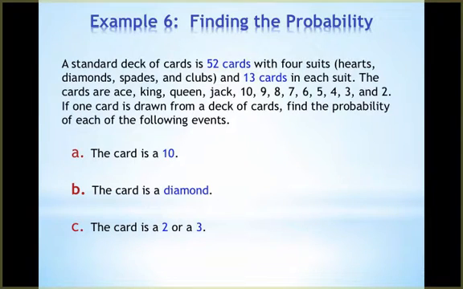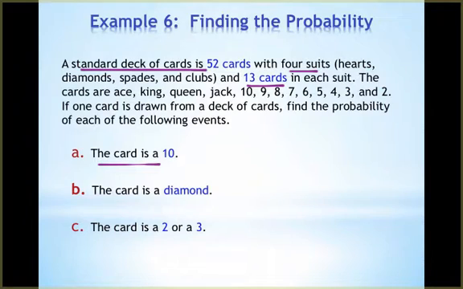Let's look at probability now using a standard deck of cards. So if you're not familiar with cards, a deck of cards, taking out the jokers, has 52 cards. There are 4 suits. There's hearts, diamonds, spades, and clubs. There's 13 of each suit. And your cards are ace, king, queen, jack, and then the numbers 2 through 10 in each one of the suits. So we're going to draw one card from a deck of cards, and we want to find the probability of each of the following events.